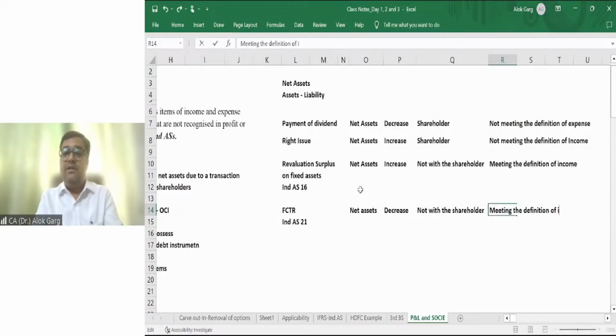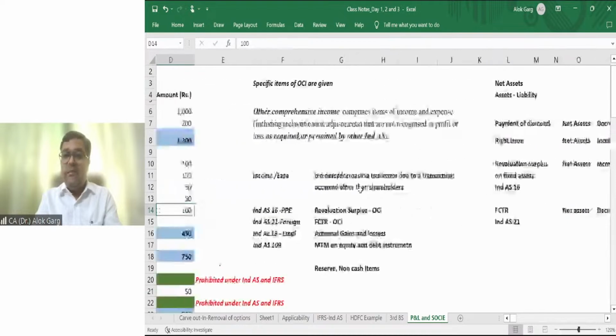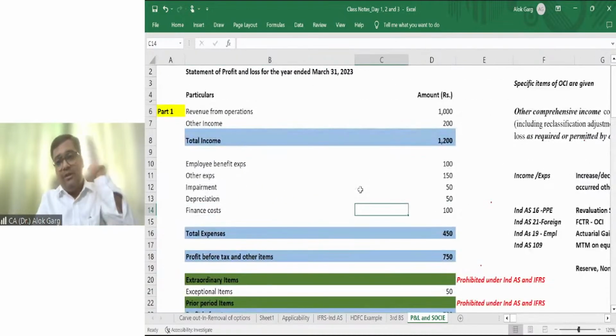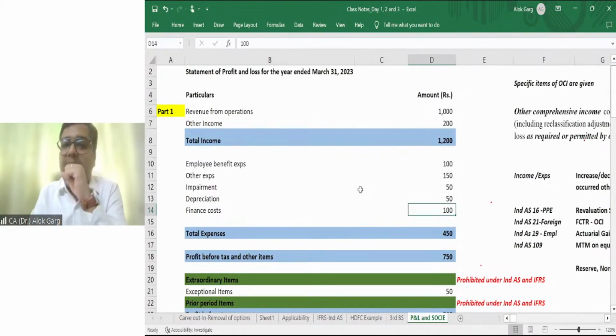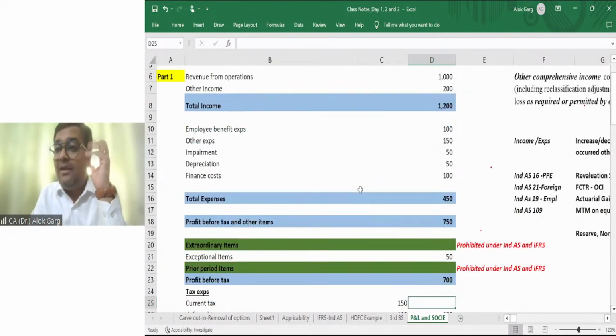So friends, this foreign currency translation reserve is a reserve. Do you think we need to take this expense in the P&L? In IGAP, we take it to the reserve. Do you think we need to take it as other expense in the P&L? Answer is, where we should take it? Ind AS 21 says that we should take it to the other comprehensive income.